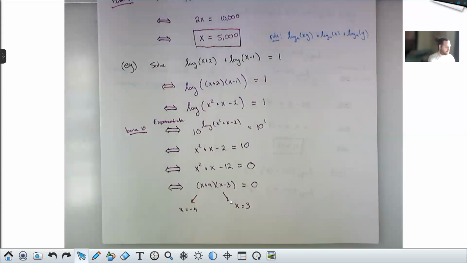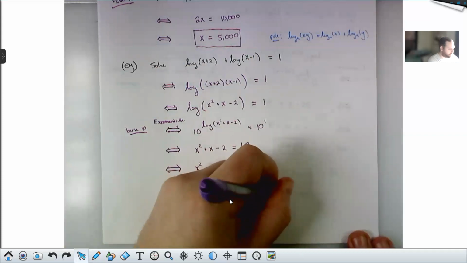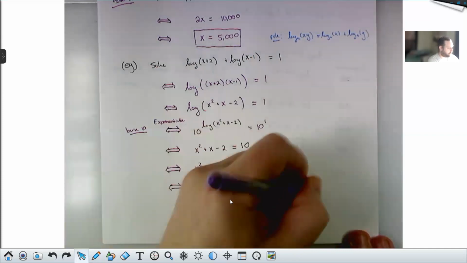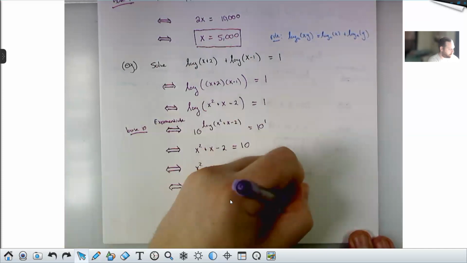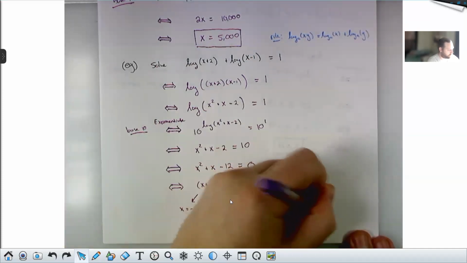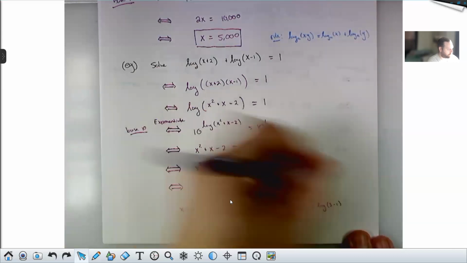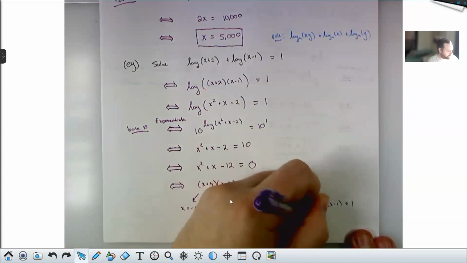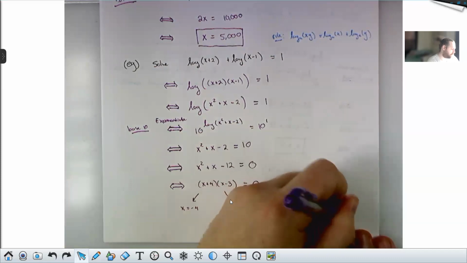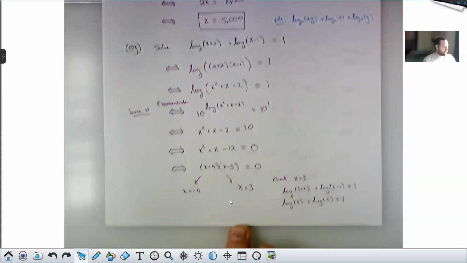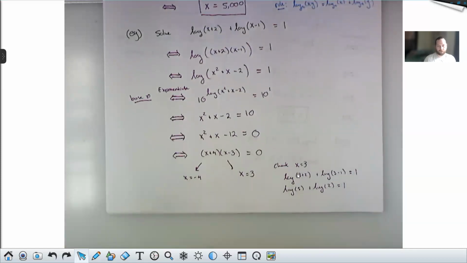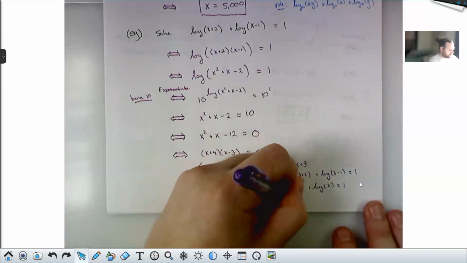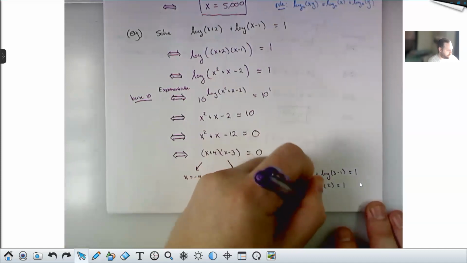If I check x equals 3 in the original, I get the log of 3 plus 2 plus the log of 3 minus 1 is equal to 1. So that says that the log of 5 plus the log of 2 is equal to 1. Everybody is defined and happy here. No problems with negatives inside the log. If there was going to be a problem, it would show up at this first step, this being negative or something. Then of course you get the log of 5 times 2, which is 10, equals 1, which is true.